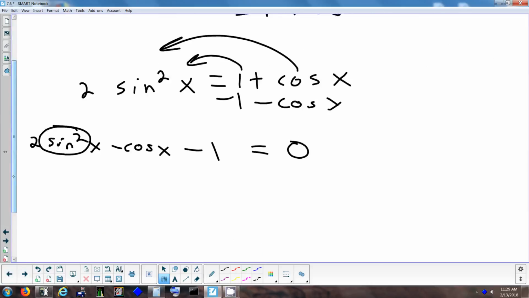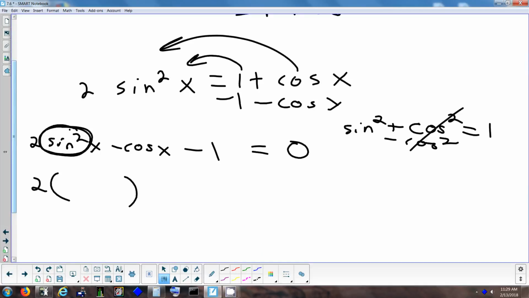So, what was the Pythagorean identity? It says sine squared plus cosine squared equals 1. Yep. So use that to replace that. What is sine squared equal to? 1 minus cosine squared. Subtract cosine squared on this side, and you get sine squared is 1 minus cosine squared.